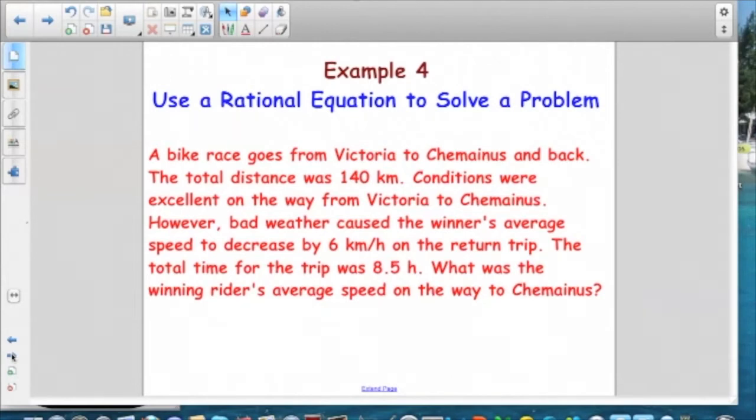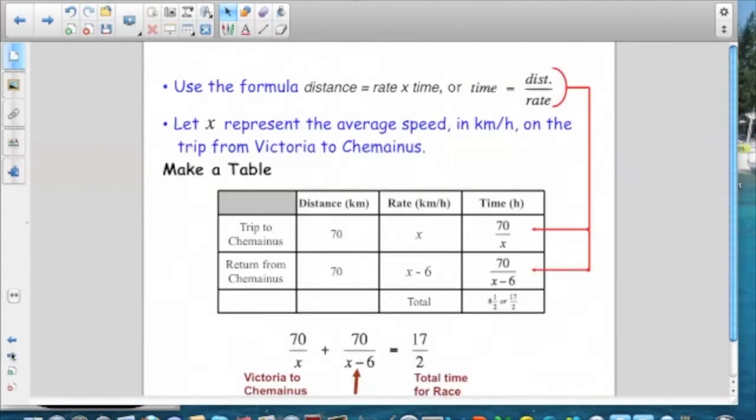and the distance is 140 kilometers. On the way there, the speed is constant, and on the way back, it decreases. I guess because of the hills, or maybe the wind, or the weather kicked up. But the total race takes 8.5 hours. So again, this is a word problem, so the table is very, very important.